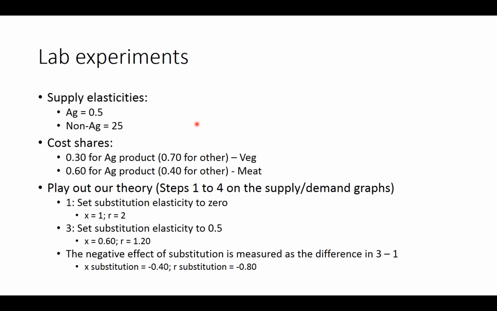Okay, so for our actual experiments, we're going to set them up to look like this. The supply elasticities, I think, are 0.5 and 25. We're going to do two different sets of cost shares, one where it's 0.3. If you remember in the slides I've been talking about, that corresponds to fruit and vegetables, having a cost share of the ag product of about 30%. And then for meat, it was closer to something like 60%. And so that would be our two changes. And then what we're going to do is play out our theory steps.